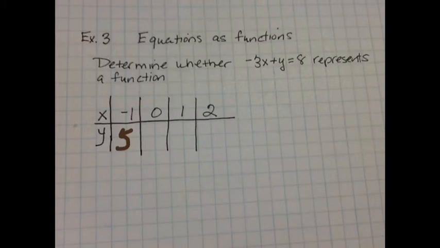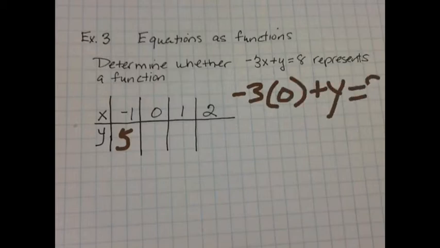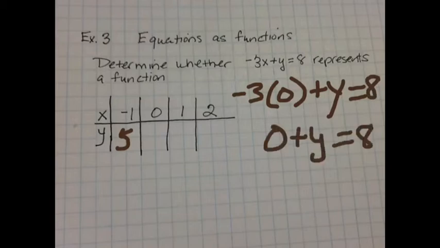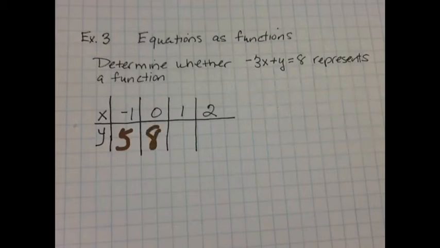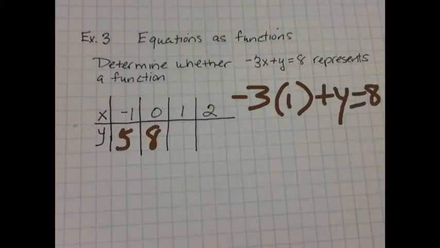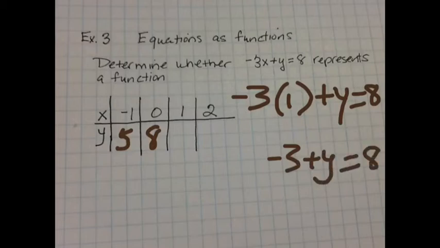We'll take the next value and do exactly the same thing using the original equation. So now we're going to do negative 3 times 0 plus y equals 8. Negative 3 times 0 is 0, plus y equals 8. Clearly, y is 8. Following right along, negative 3 times 1 plus y equals 8. Negative 3 plus y is 8. Can anybody guess what that is? Think about it. My guess is that number is 11. If I add 11 plus negative 3, I'll get 8.